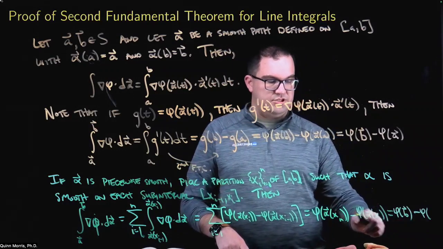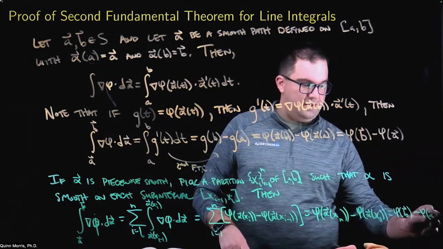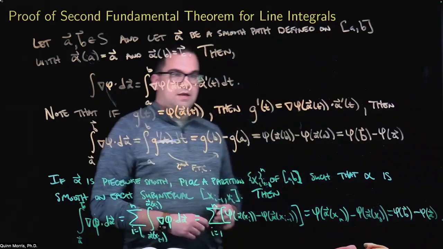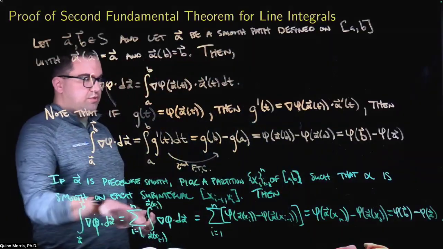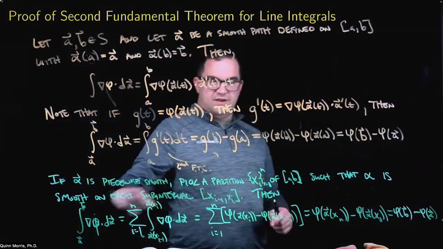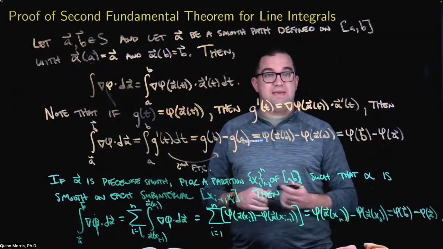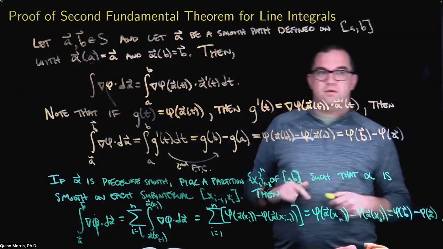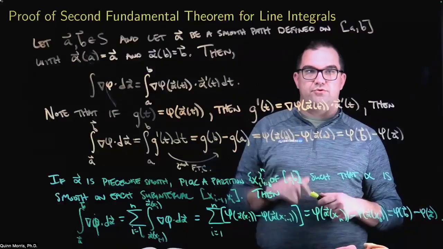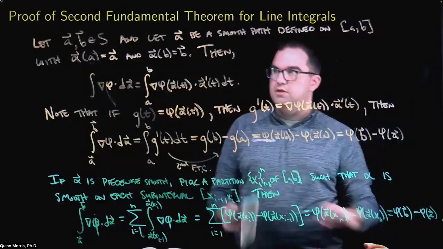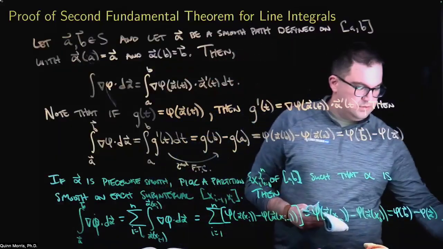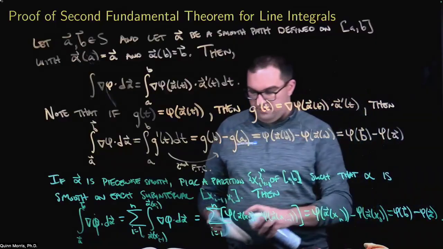And x0 is just a, and alpha of a is vector a. And so you see that even when it's piecewise smooth, I still get the same result. I just have to go through applying this piece by piece on smooth subintervals. So this fully proves the second fundamental theorem for line integrals.